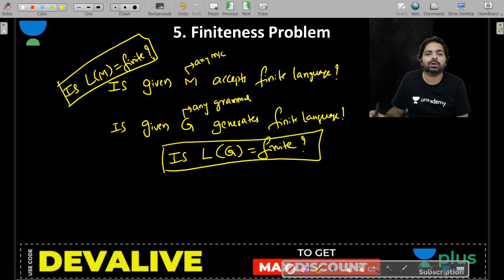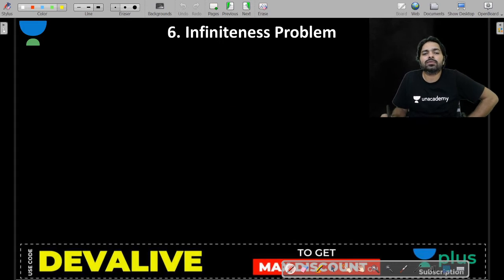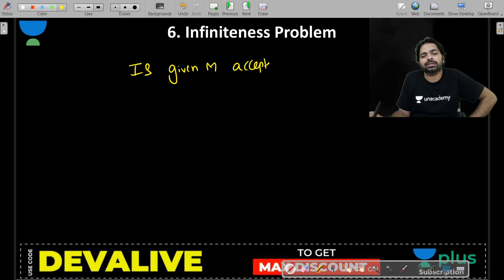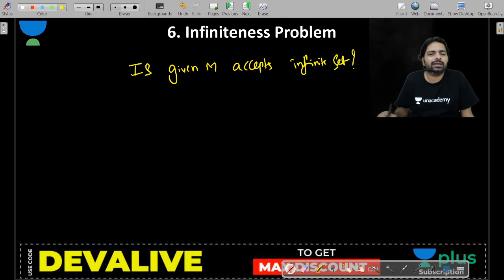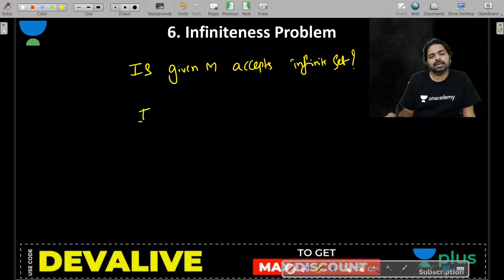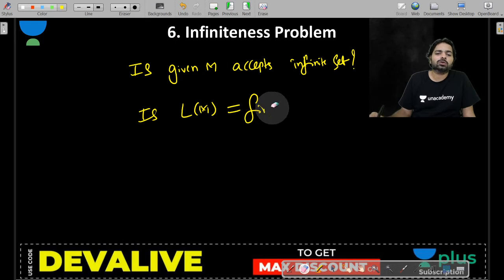Okay, today again we are looking at definitions, and the finiteness problem is over. Infiniteness: now just ask, does the given M accept an infinite language? That's the problem. Whether it is decidable, yes or no, we will see the logic tomorrow again. This is about infiniteness, guys. Indirectly, is L of M, the language accepted by M, infinite? Infinite is also called not finite.